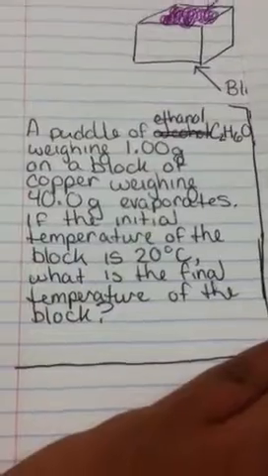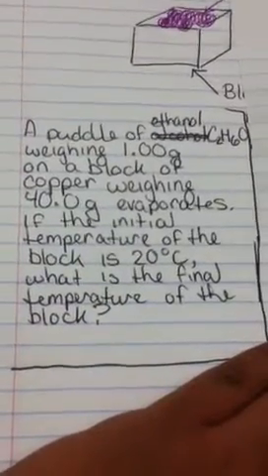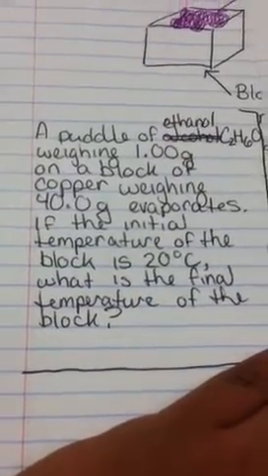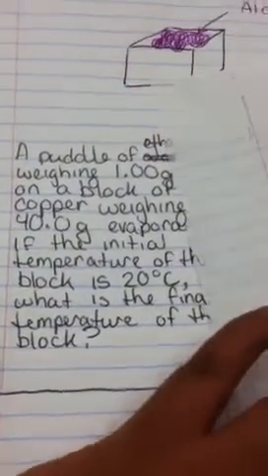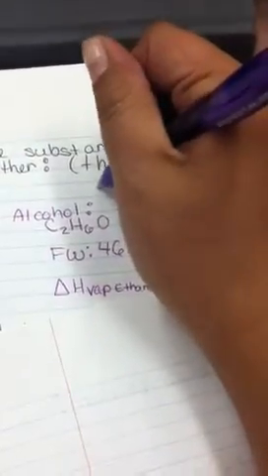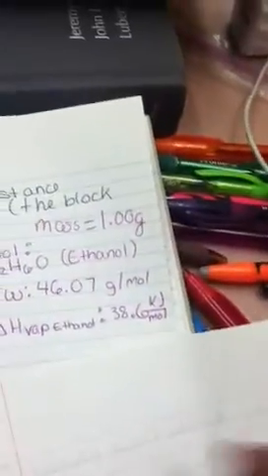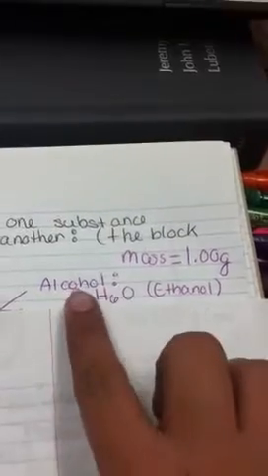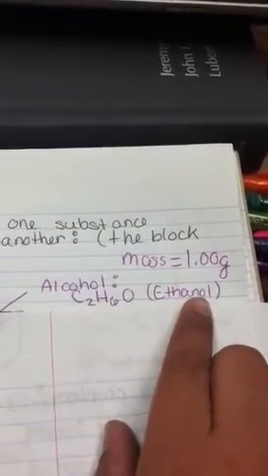Okay, so the way that you approach this is you ask yourself, what do I know? What does this actually tell me? So if we start with the alcohol, we know that we have this puddle on the block, and if pictures help you, draw them. But we know that we have our mass equals 1 gram.